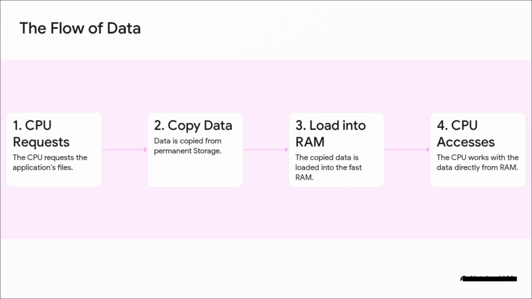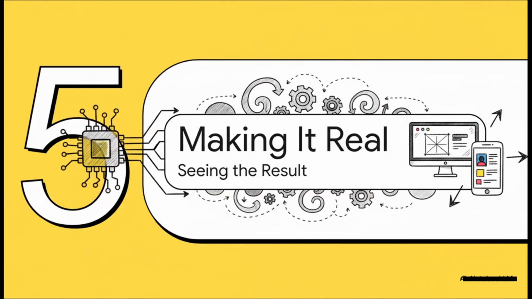So let's put this whole sequence together. You click the icon, the CPU gets the command. It then shouts out, hey, I need the files for this app. Those files get copied from the library, your storage drive, and are then neatly laid out on the workbench, the RAM. And it's only now that the CPU can actually start doing its job, reading the instructions right off that super fast RAM.